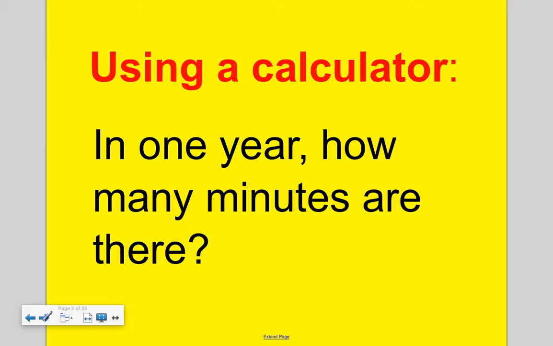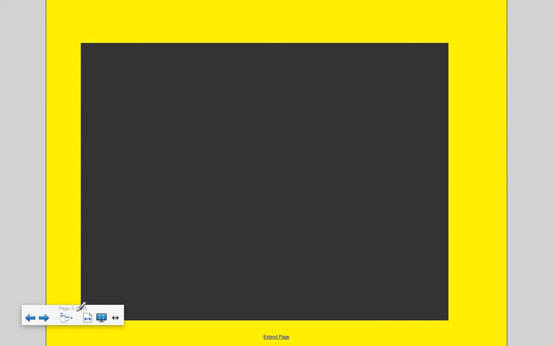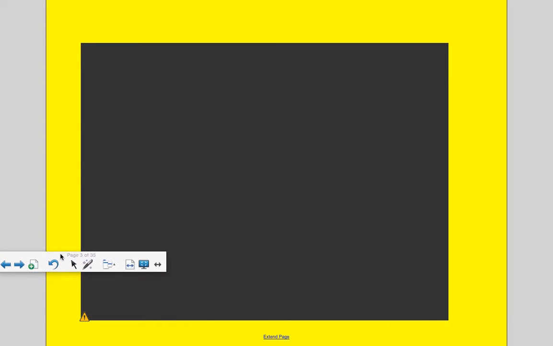So, using your calculator, in 1 year, how many minutes are there? Can you calculate how many minutes there are? Do you have an answer yet? Well, here's the answer if you're impatient. Here's the answer.